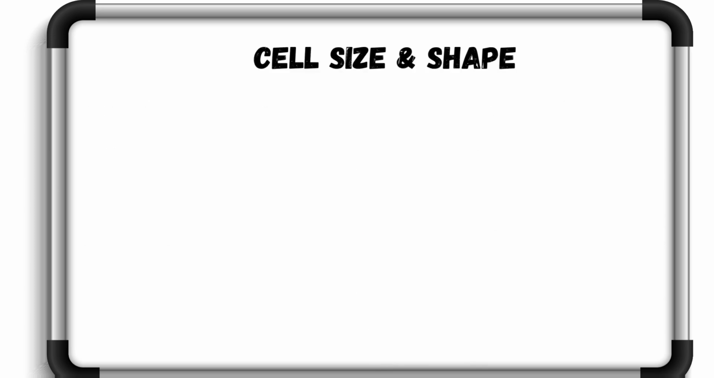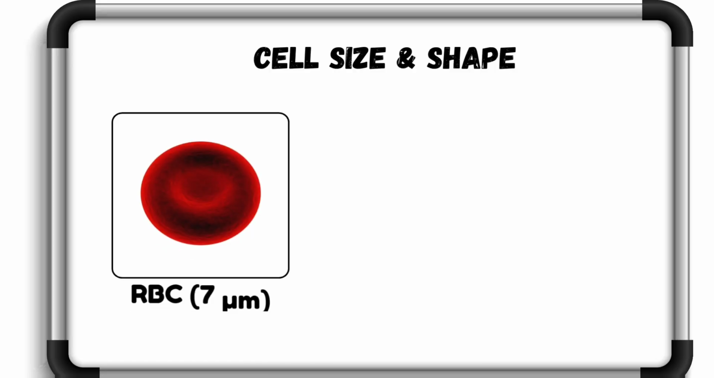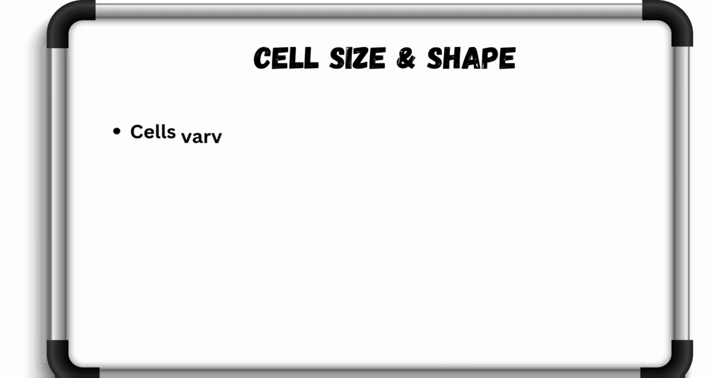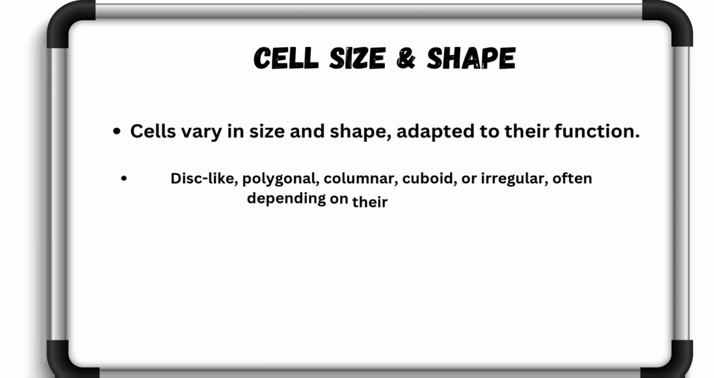Now let's talk about cell size and shape. Did you know that the smallest cells belong to mycoplasma, measuring just 0.3 micrometers? On the other hand, the largest single cell is the ostrich egg. Human red blood cells are about 7 micrometers in diameter, while nerve cells can be extremely long, extending over a meter in some cases. The shape of a cell depends on its function. It can be disc-shaped, polygonal, columnar, cuboidal, or even irregular.